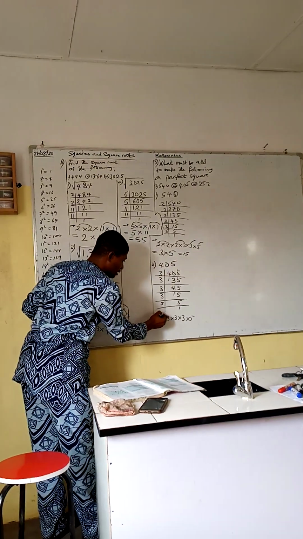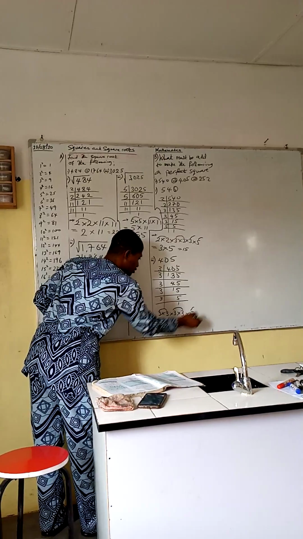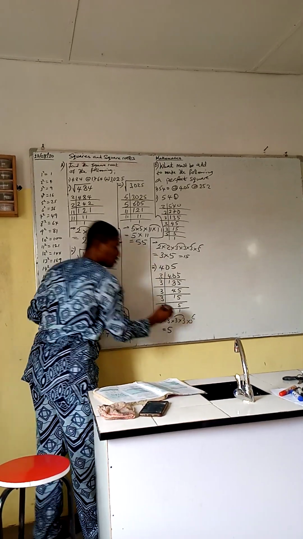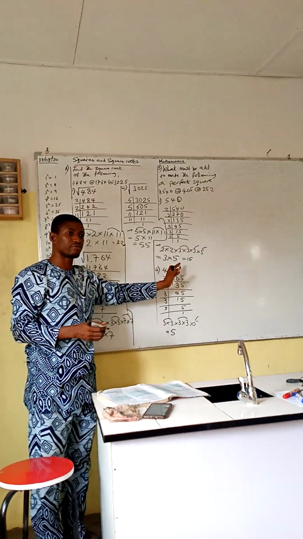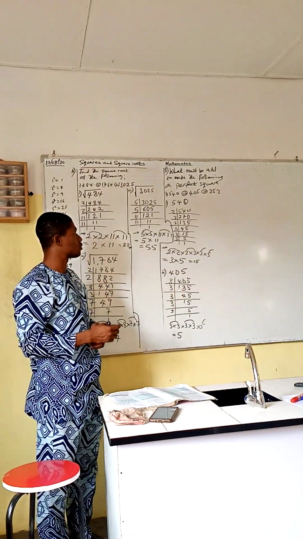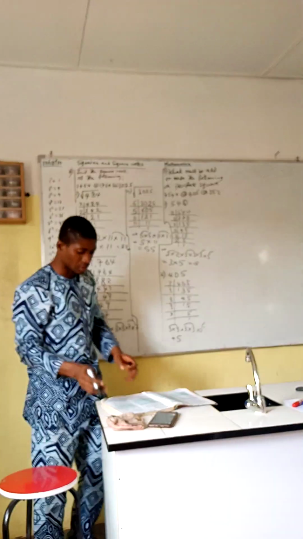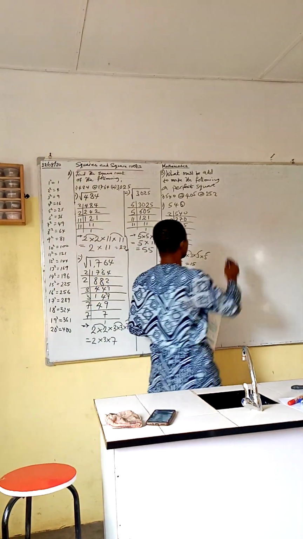And eventually, this has a pair, this does not. So my answer is what? Just 5. 5 must be multiplied to 405 to make it a perfect square. Any problem there? No, sir. Let's go to the third case.